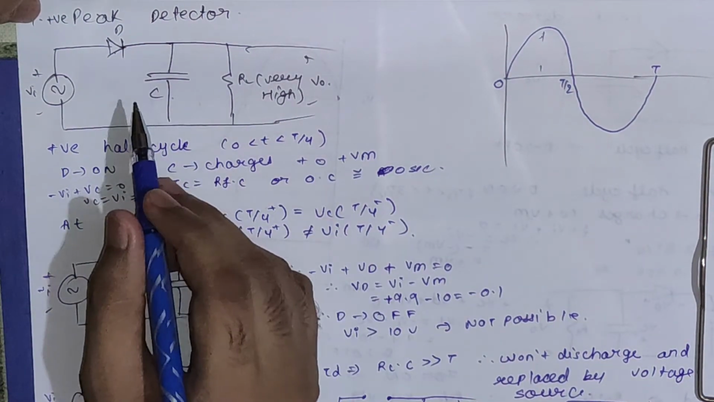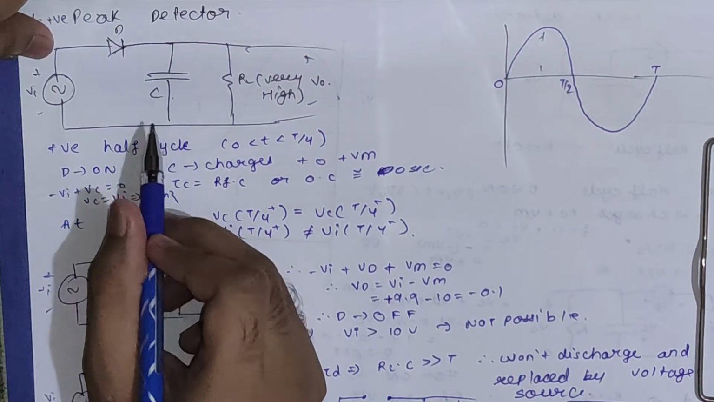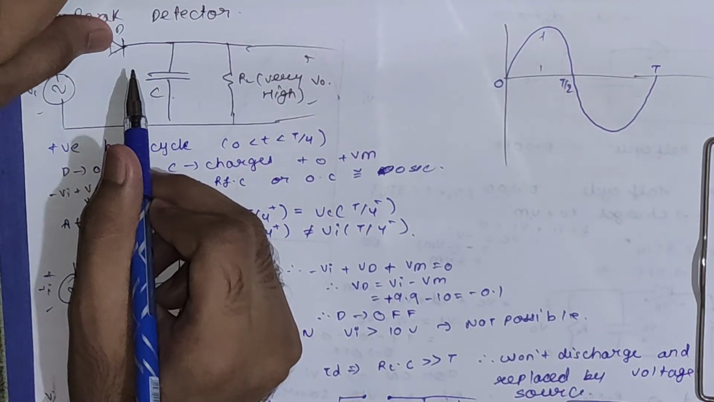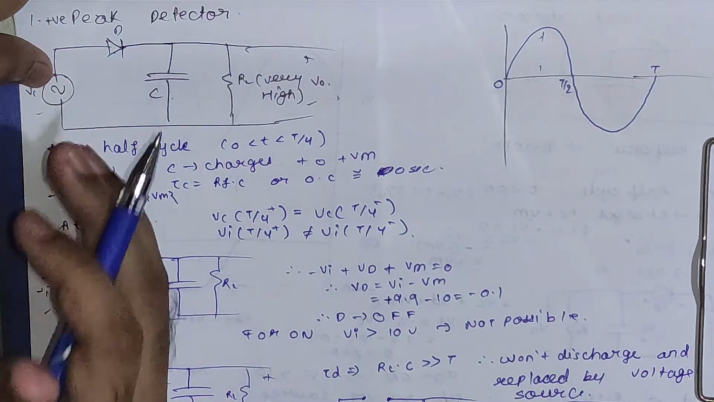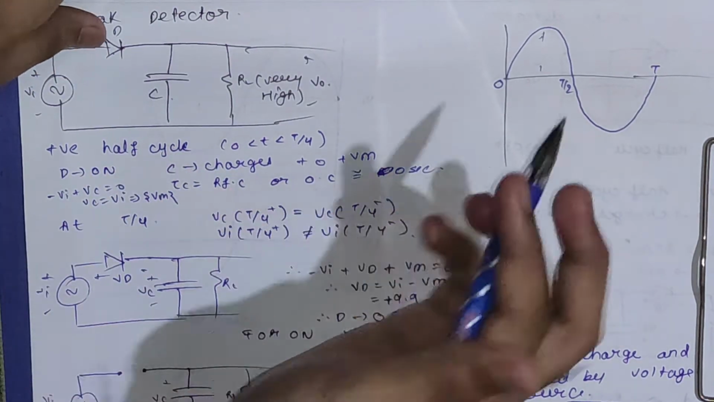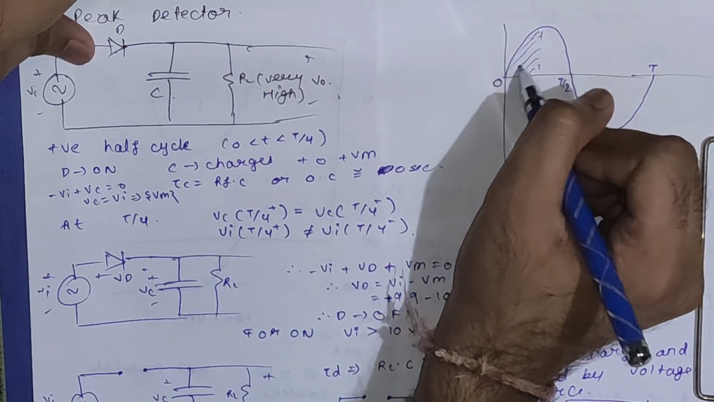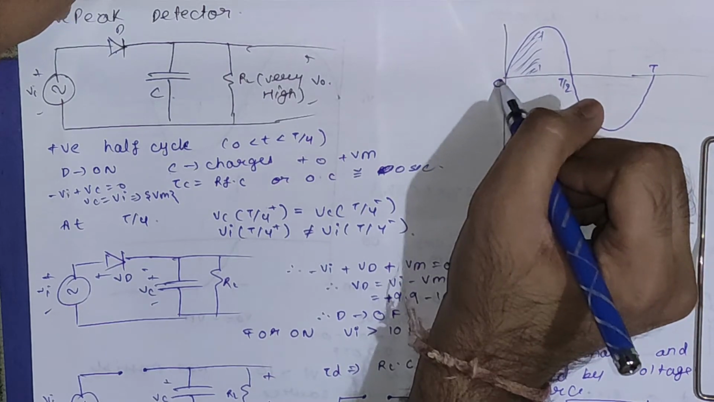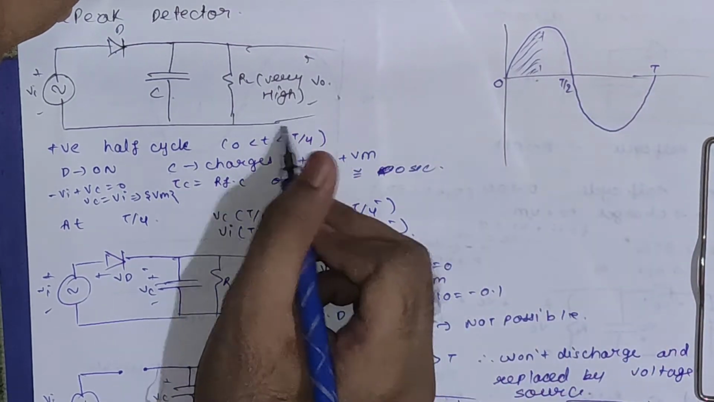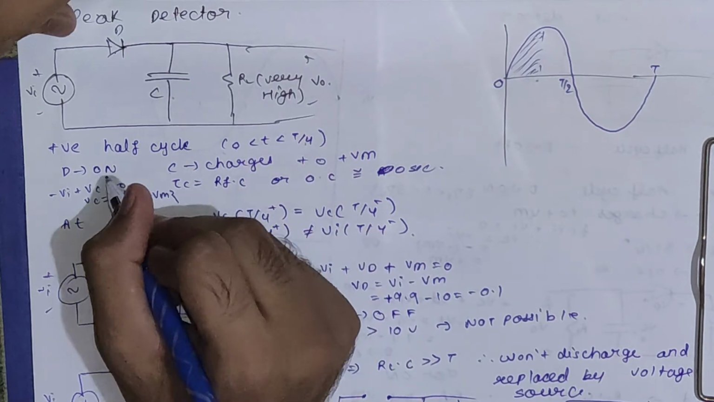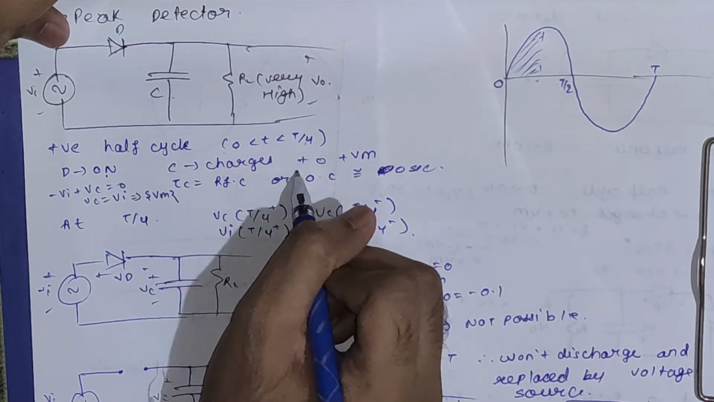So let's start the working here. For the positive half cycle, you can clearly see the diode will be on. Whenever the diode is on, we have to consider the half of the waveform. You can see the half of this phase is this portion. So we'll say for 0 to T by 4, this is what I have written here, the diode will be on. The capacitor will charge to plus Vm.